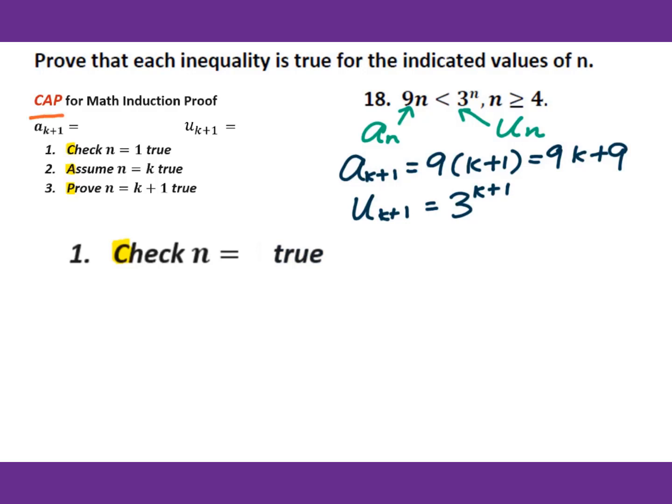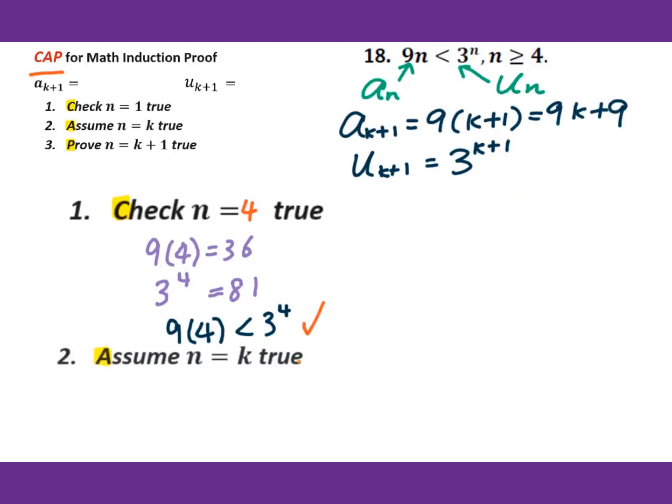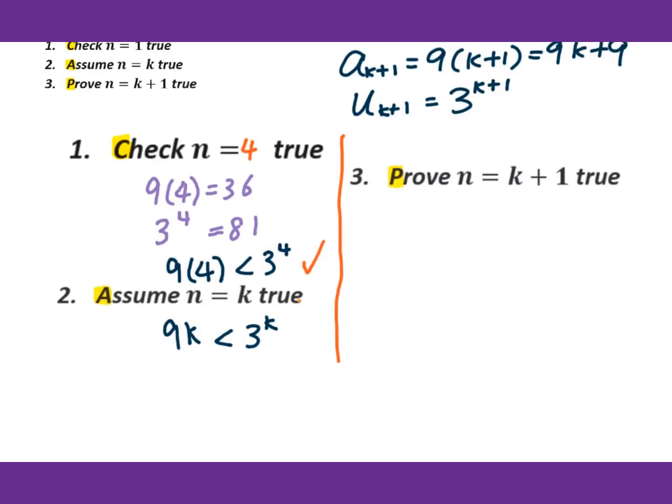We go to the steps. Check n equals 4 true for the statement. On the left side, we got 9 times 4 equals 36. Right side, 3 to the 4th power equals 81. Therefore, 9n less than 3 to the nth power is true for n equals 4. Second step, assume n equals k true, which means 9k less than 3 to the kth power. Now, third step, we need to prove n equals k plus 1 true.